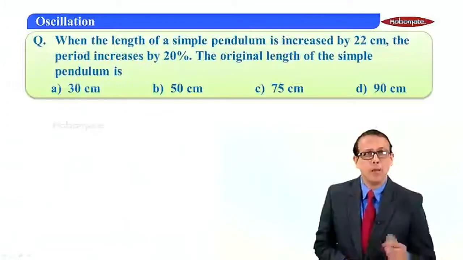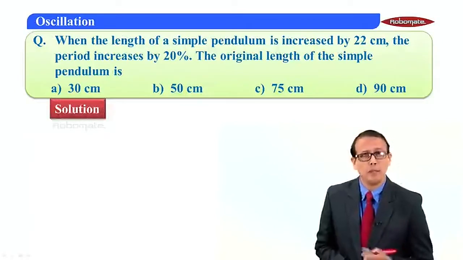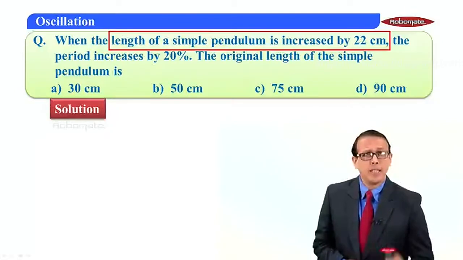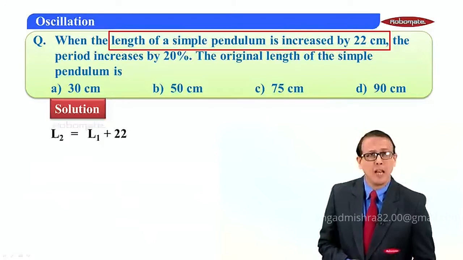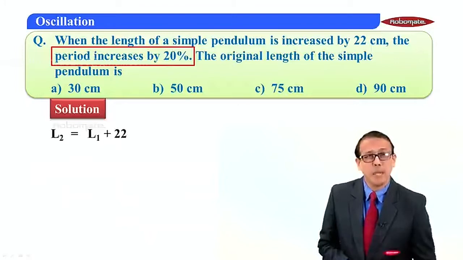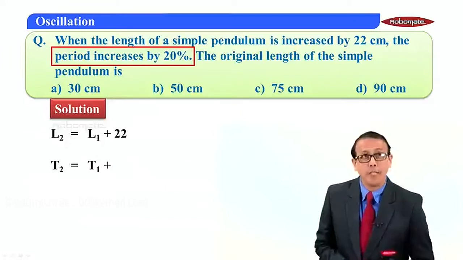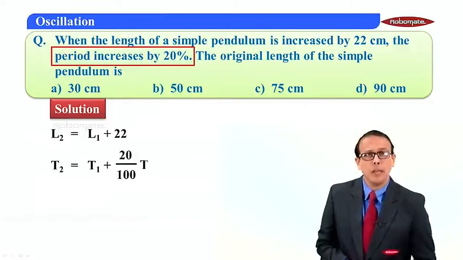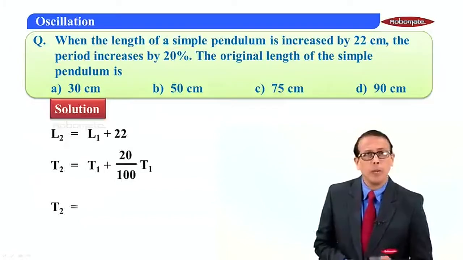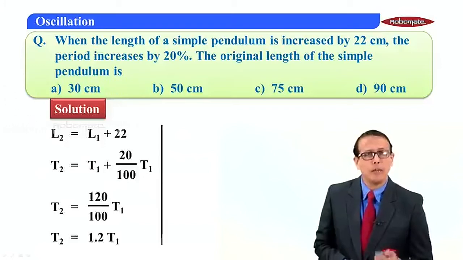When the length of a simple pendulum is increased by 22 centimeters, the period increases by 20%. The original length of the simple pendulum is. Now, the length is increased by 22 centimeters. So, say the new length L2 is original, say L1, plus 22 centimeters. Next, we can see the time period increases by 20%. So, the new time period T2 will be original time period, that is T1, plus 20% of original, that is 20 by 100 of T1. This will become 120 upon 100 T1, which can be written as 1.2 T1.